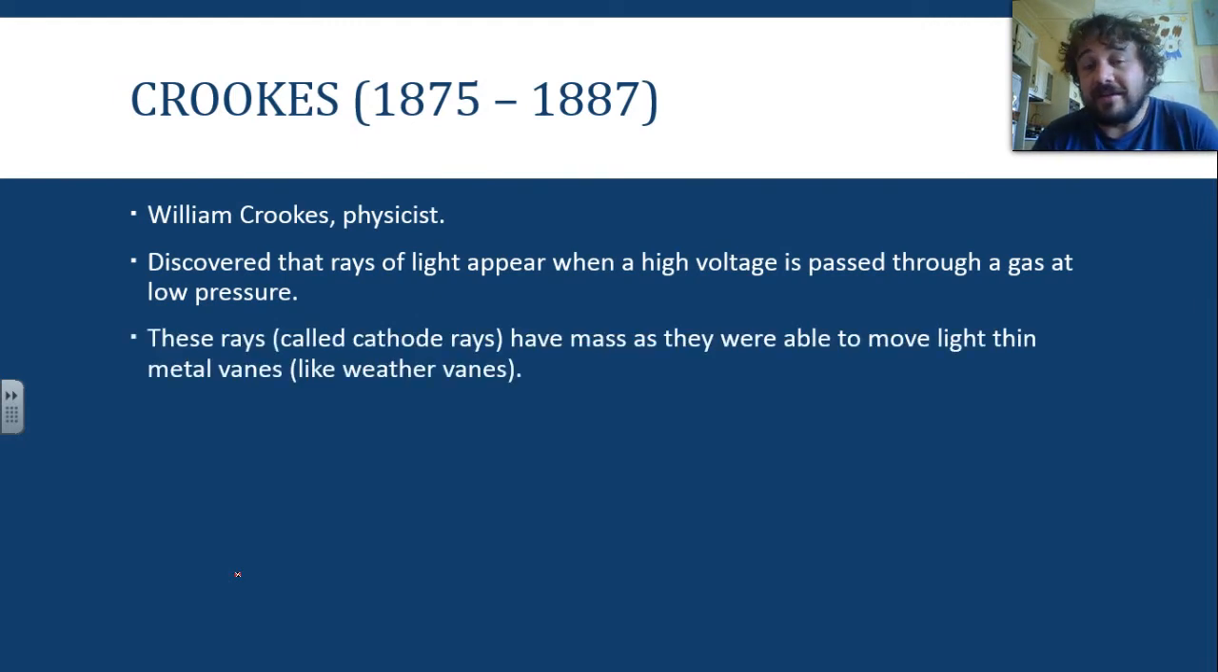So he called these rays cathode rays. They have mass, and we know they have mass because he had the tube that was like this, and he'd have a really thin bit of metal there, and as the rays hit it, they cause it to move, which is pretty cool. So they were able to move thin metal vanes, like weather vanes. The weather vane is that chicken you see on the top of your roof and it spins around.